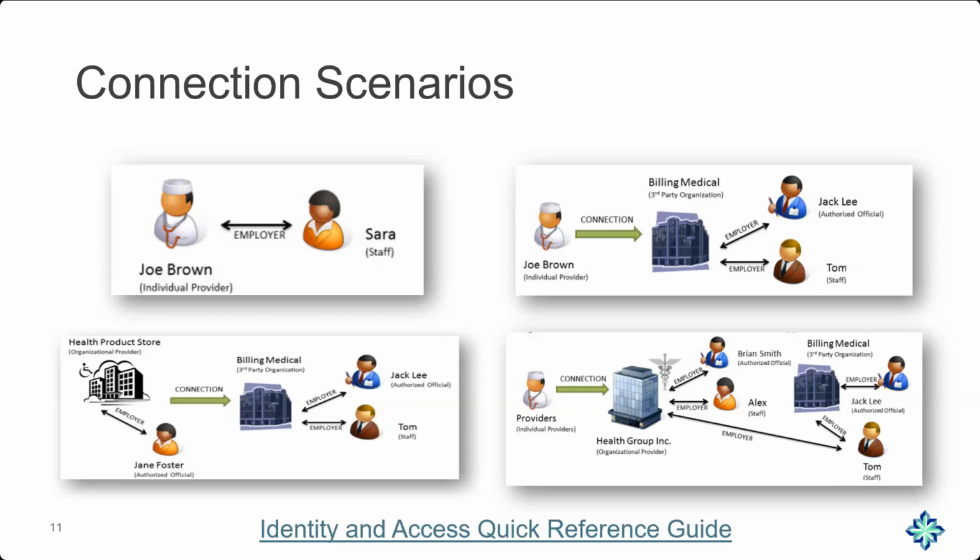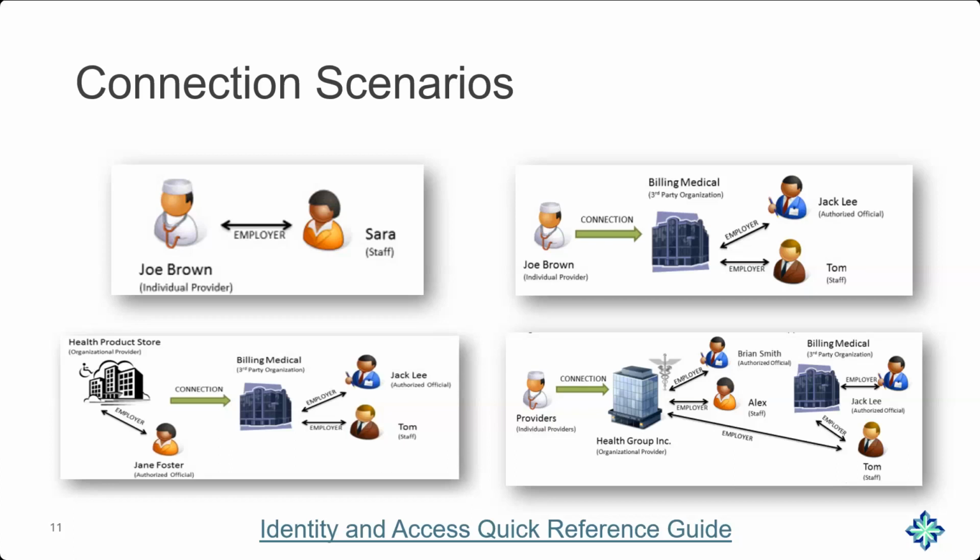And then the one on the lower right definitely gets a little bit more complex, and these are certainly just examples to help you along the way. But you have a provider who has a health group connection, and that health group is their employer. So they're reassigning benefits to that employer. Now, those that are working for that health group, maybe they're in the billing office, they would be staff users because they are directly related to that provider's employer.